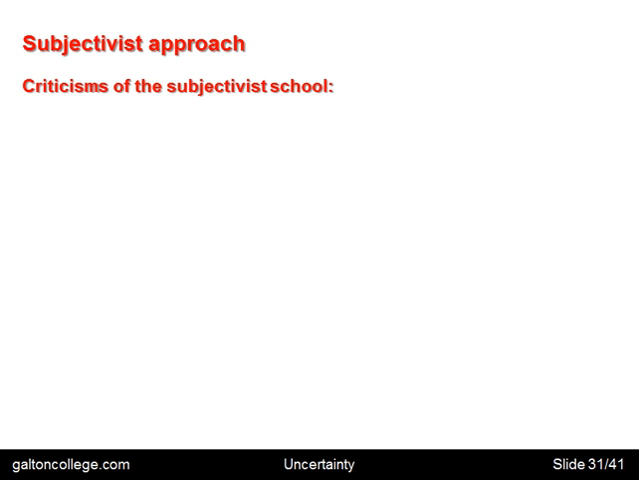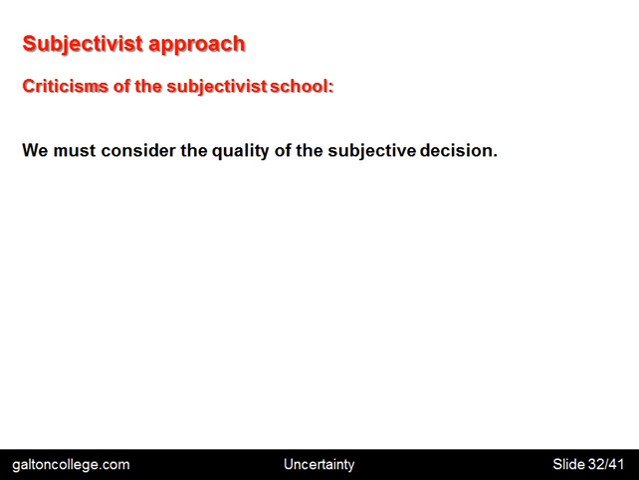Now, criticisms of the subjectivist approach. First of all, we must consider the quality of the subjective decision. The quality of the decision is a function of the experience of the decision maker and the amount of information that was available that could have helped in making the decision. And also, I suppose, the history of success or failure on the part of that decision maker.